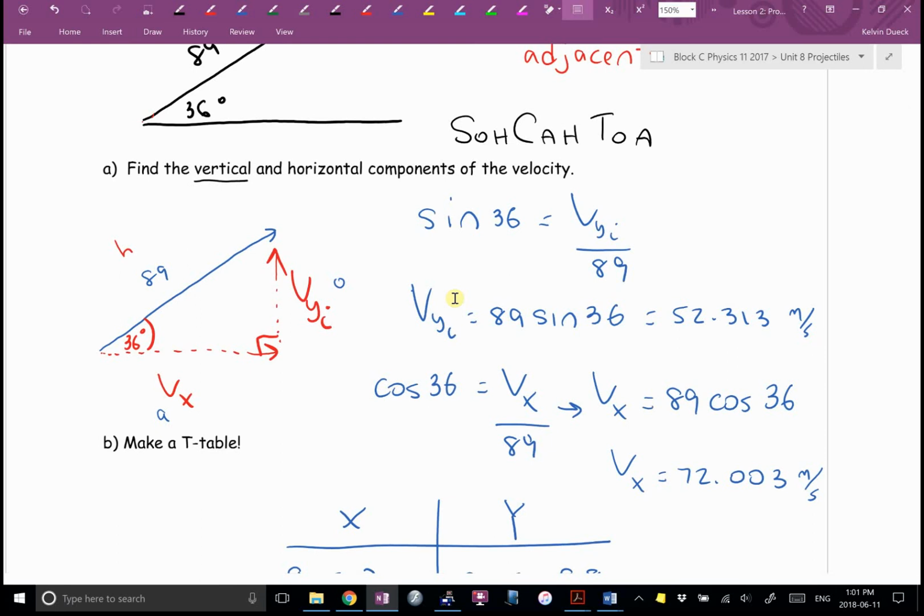Mr. Dulac. What, Dylan? Can you give us a dumb way to remember that Vy is sine? Do you have a stupid way that I can remember that Vy is sine? I got nothing. You're on your own. Haven't come up with anything. Sorry.